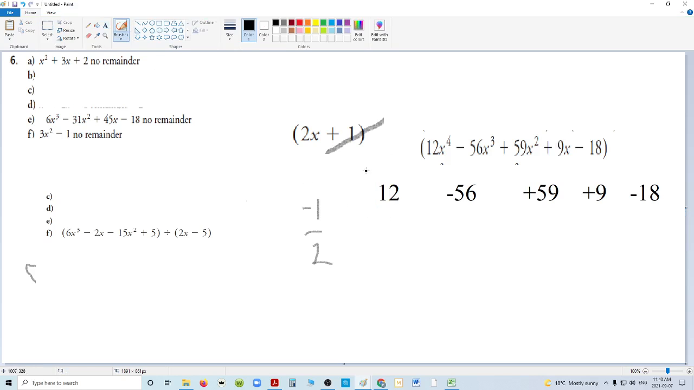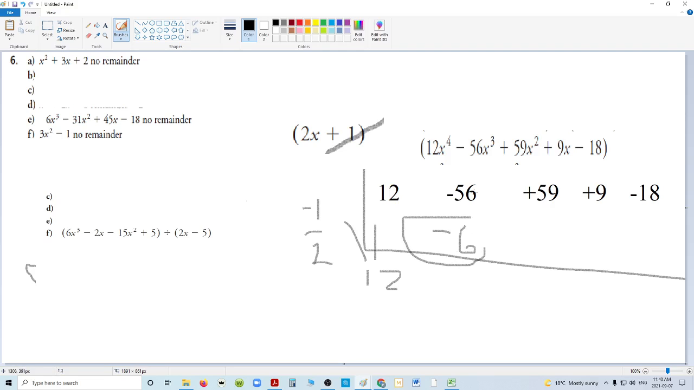Okay, do my little reverse box and start by bringing the 12 down. When I multiply by my negative 1/2, I get negative 6. When I add these, it becomes negative 62. When I multiply that by negative 1/2, it becomes plus 31. When I add them, I get 91. Here's where we're going to get problems. So that's minus 62 there, is it? Yeah. Plus 31. When I add them, I get 91. That's correct.